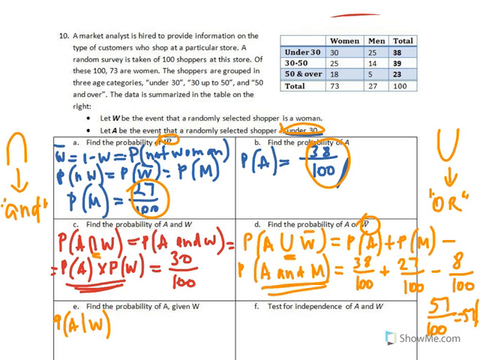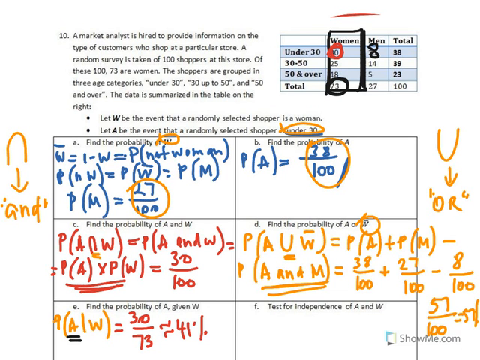Now when you have the word given, it means that you really have to look at the column of women. So that's where you look. Given women, 73 here. How many of those are under 30? Because the probability of A is the event that those are under 30. So how many of those are under 30? 30. So that's going to be 30 over 73. That's going to be close to 41%.